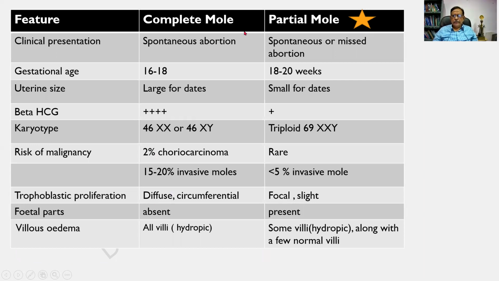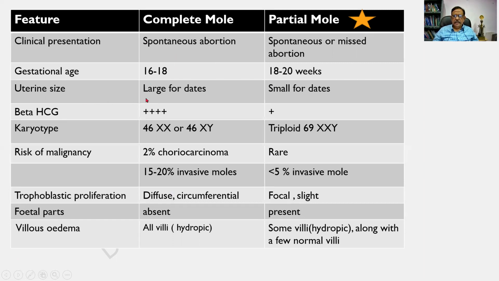There are these two types of moles. The star is here because you will have to memorize it. The clinical history is that there can be a spontaneous or a missed abortion in both. The gestational age in a complete mole is 16 to 18 weeks. A partial mole is 18 to 20 weeks.